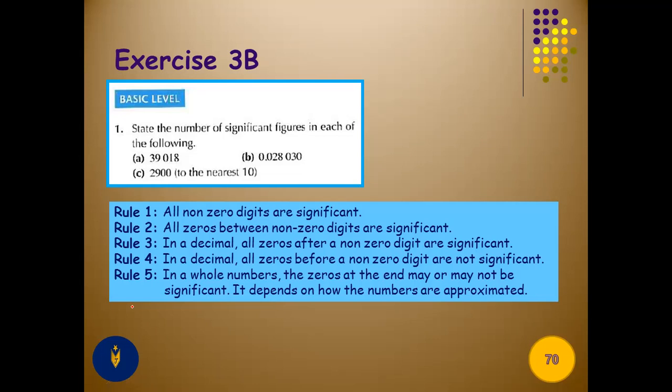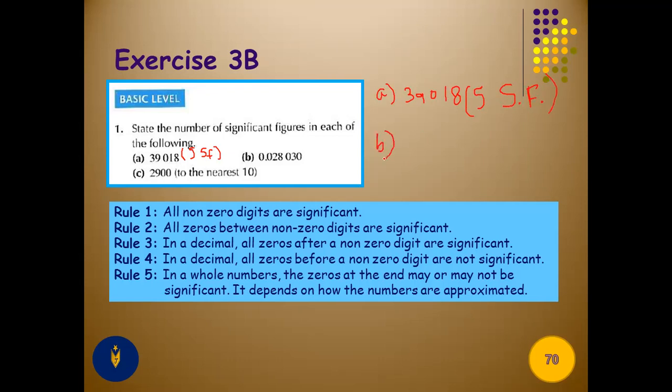Okay, so part A is 39,018. If you see, there is a zero in between, and according to rule number 2, all zeros between non-zero digits are significant. So therefore, how many significant figures are there? 5 significant figures. Simply you can write it as 5SF. Okay, fine. I am writing the answer here. Part A, 39018, 5 significant figures. Okay, all right.